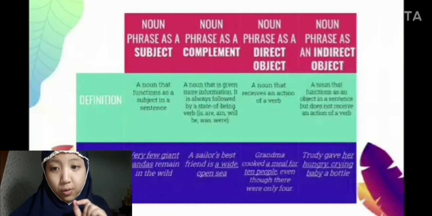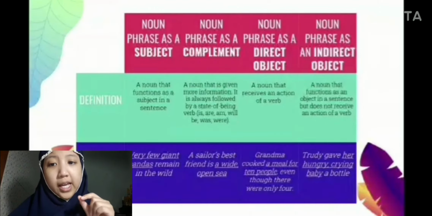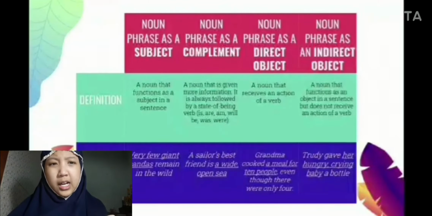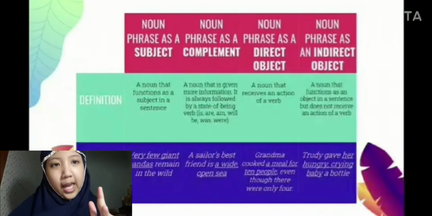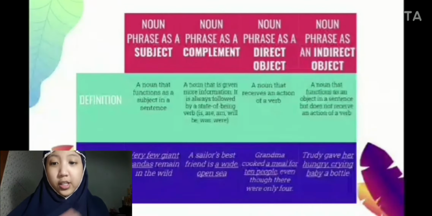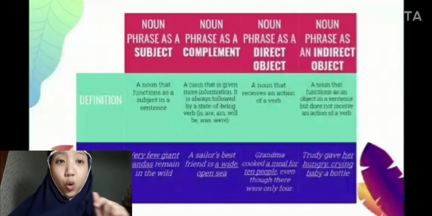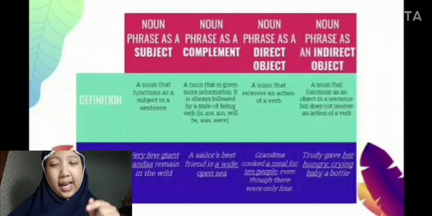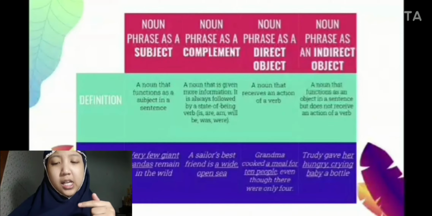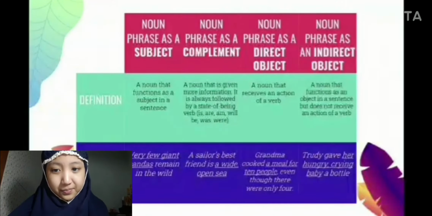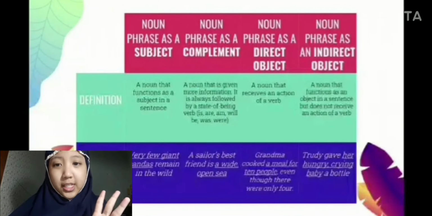It is a noun that is given more information. It is always followed by a state of being, for example, is, are, am, and so on. For example, a sailor's best friend is a wide open sea. And the noun phrase here is a wide open sea.